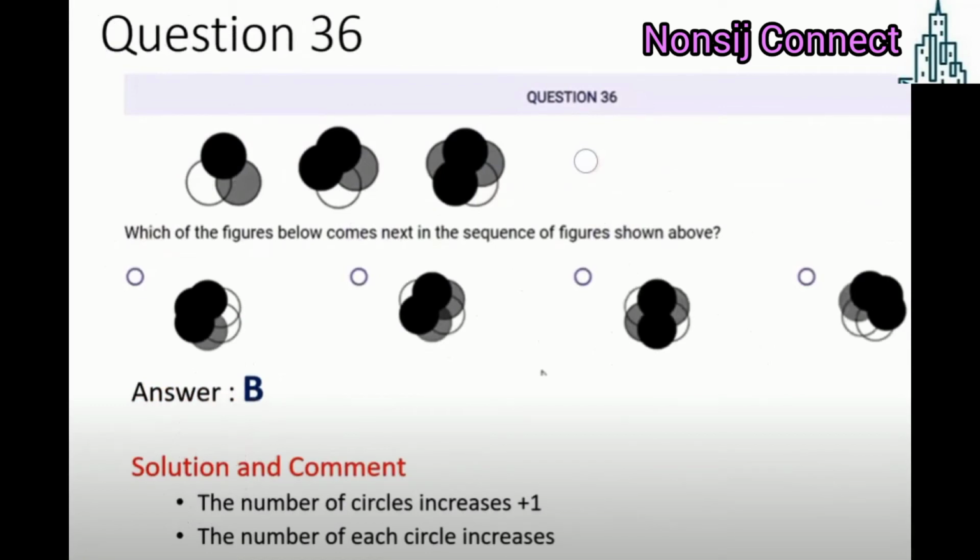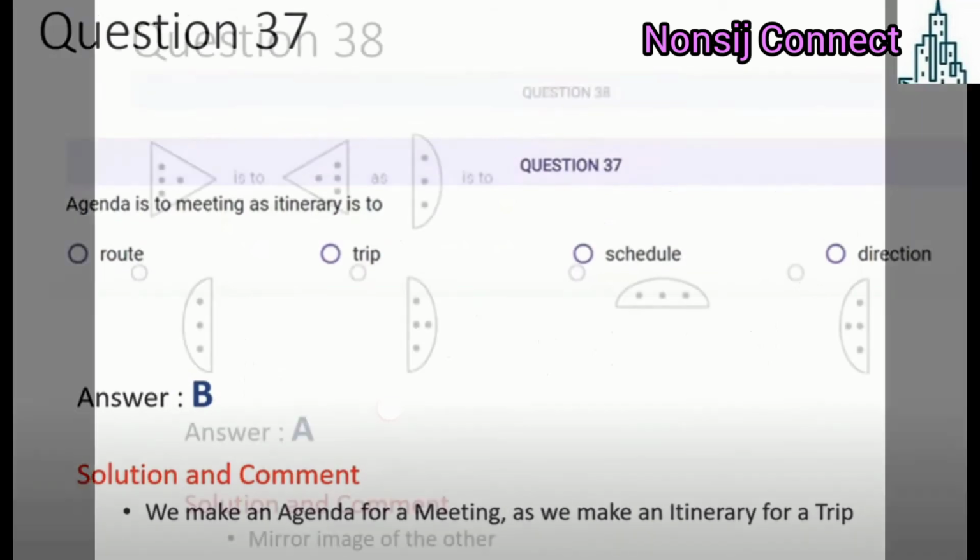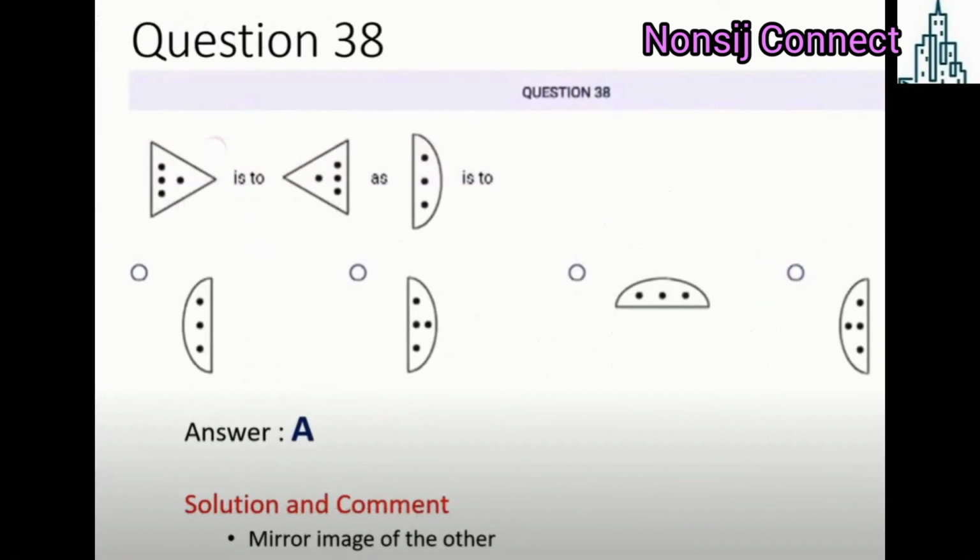The number of the cycle increases by 1. Just note that. Agenda is to meeting as itinerary is to what? Is to trip. Yes, I've solved this question before. Itinerary is to trip. I've solved this question also.